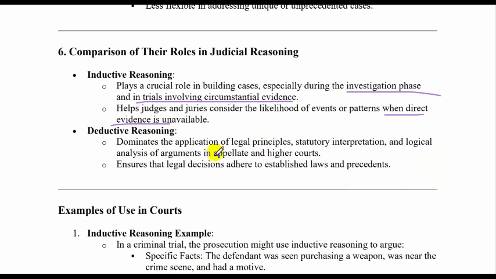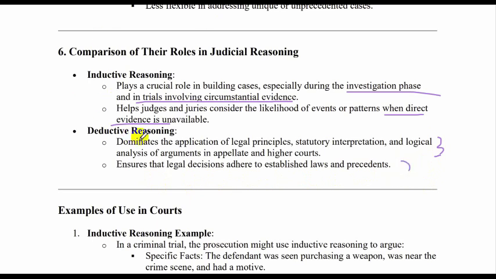So that dominates the application of legal principles, statutory interpretations, and logical analysis of arguments in appellate and higher courts. So we use deductive arguments for all statutes, acts, laws which are already stated and established. It ensures that legal decisions adhere to established laws and precedents.